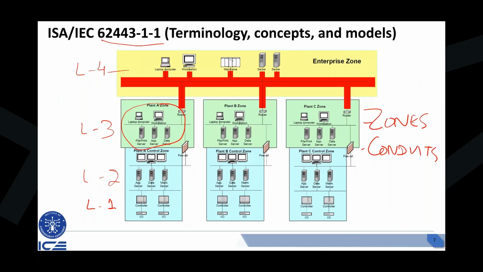So these blue and the greens are the zones. A conduit, as defined by 62443-1-1, is something that connects two zones. It's a simple definition: anything that connects two zones is a conduit. So in this case, you can see that there's a conduit over here, there's a conduit over here, and there's a conduit over here, and then there's a conduit up on the top as well.